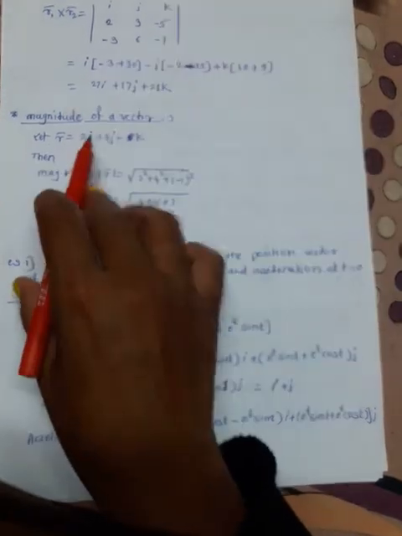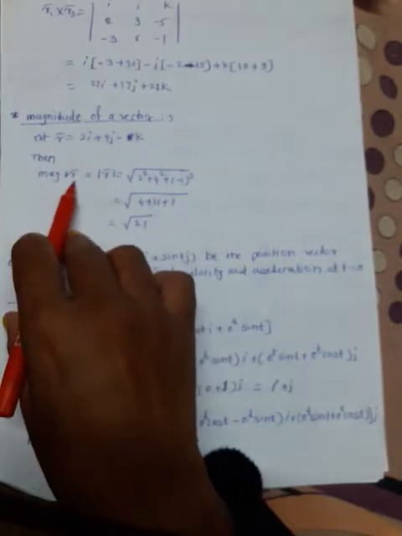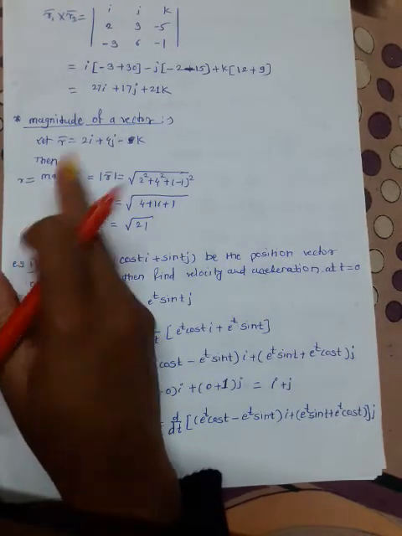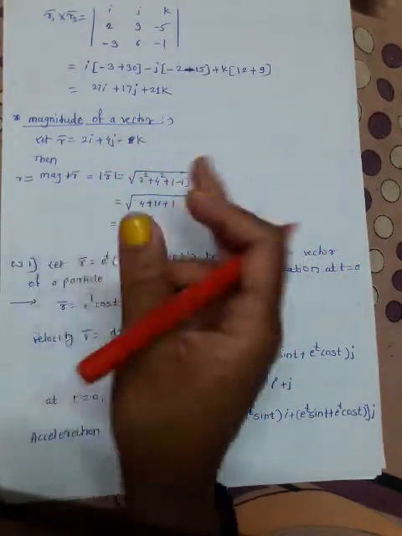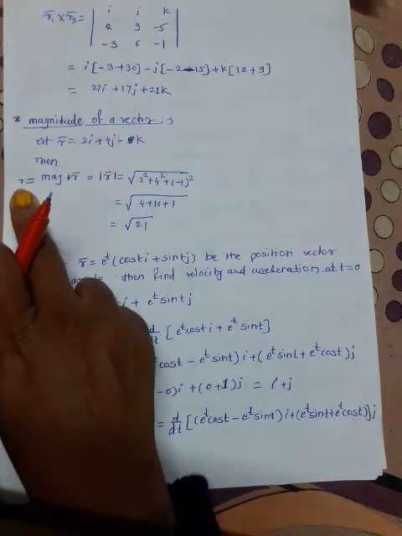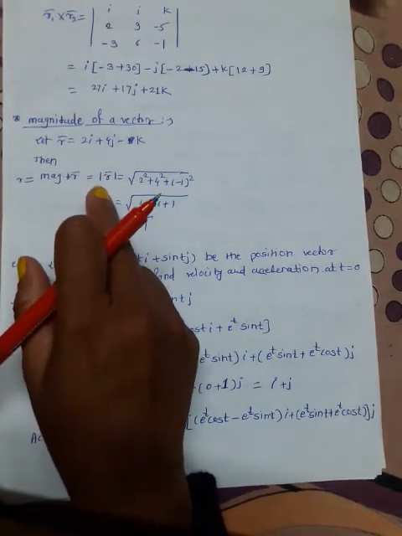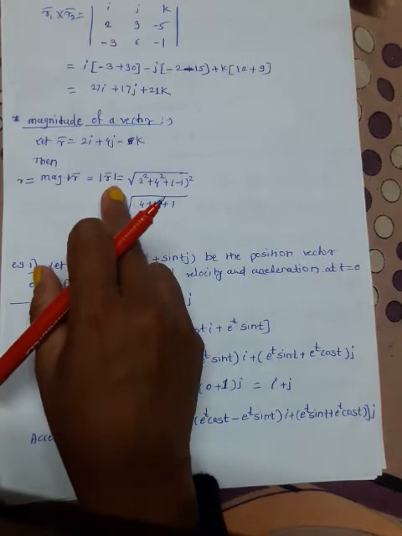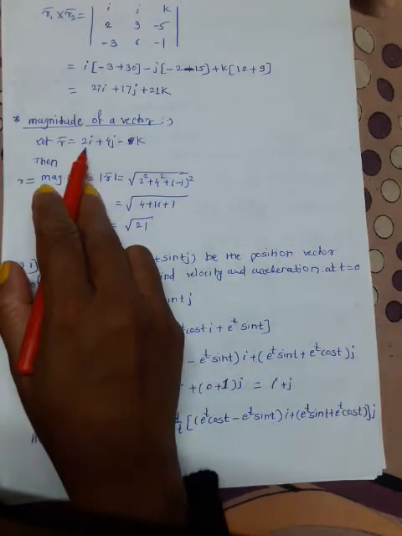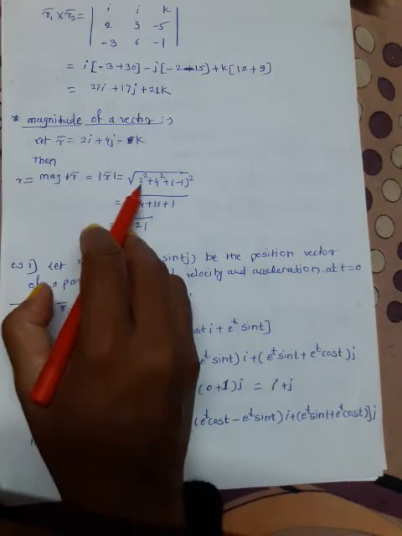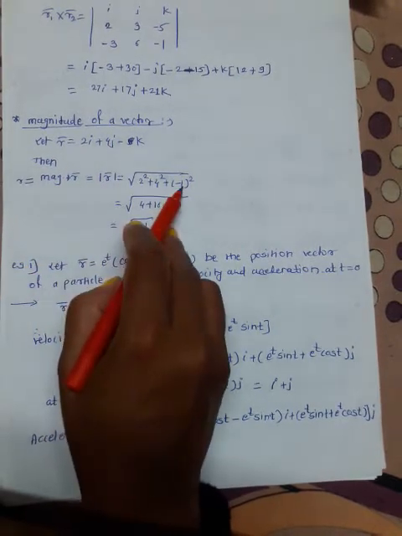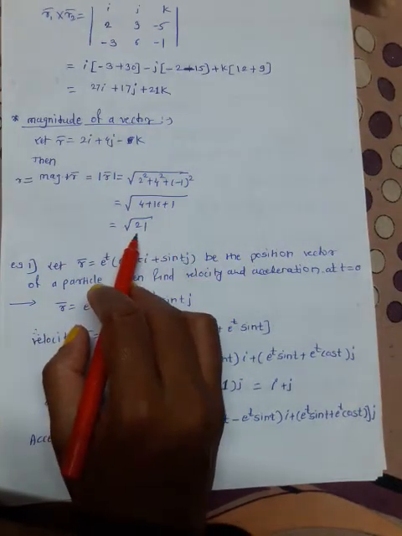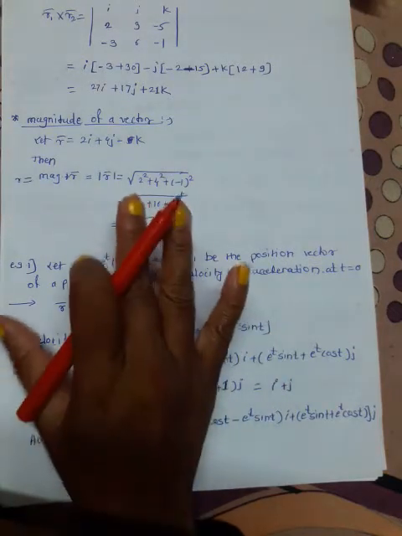Let R bar be any vector, 2i plus 4j minus k. Then the magnitude of R bar is generally denoted by R. The magnitude of R bar is R, the magnitude of A bar is A, like that only. Symbolically, it is written as the magnitude of R bar, and it is defined as the square root of the coefficients of i, j, k squared: 2 squared, 4 squared, and minus 1 squared. This is the definition of the magnitude of a vector. On the calculator, it becomes root of 21. Okay, this is called the magnitude of a vector.